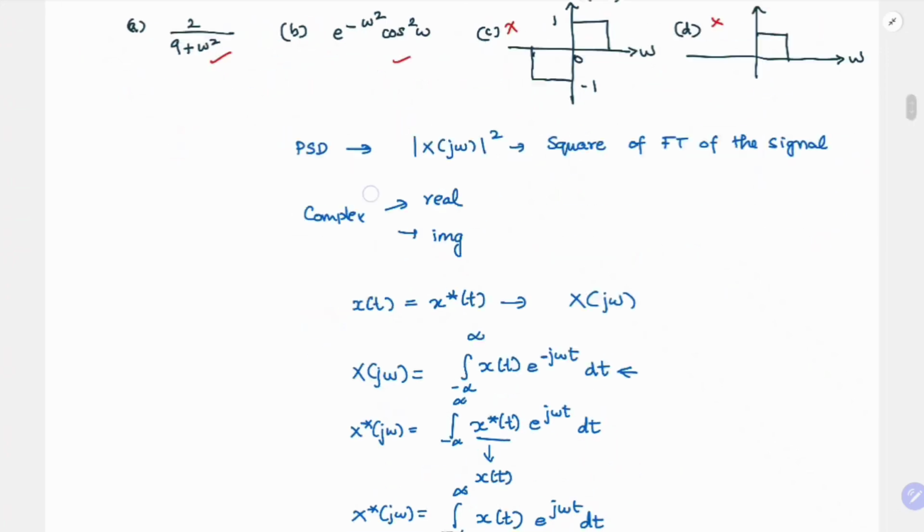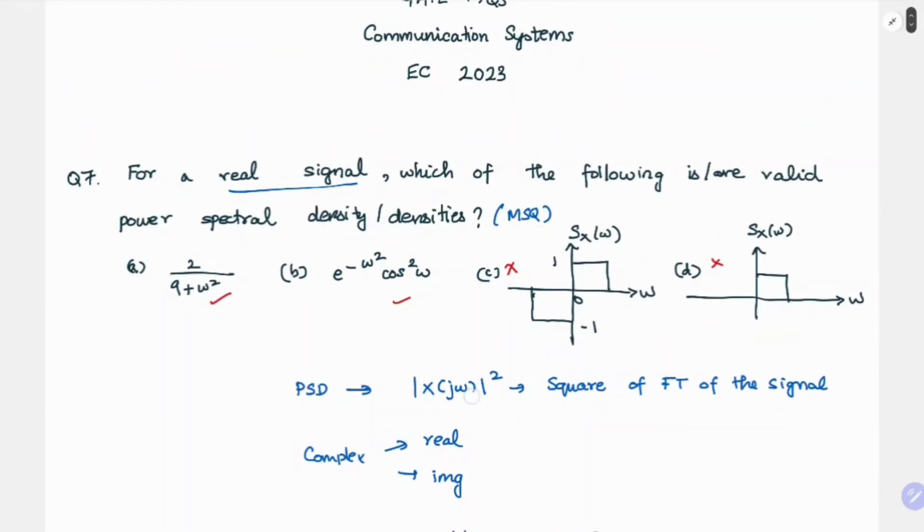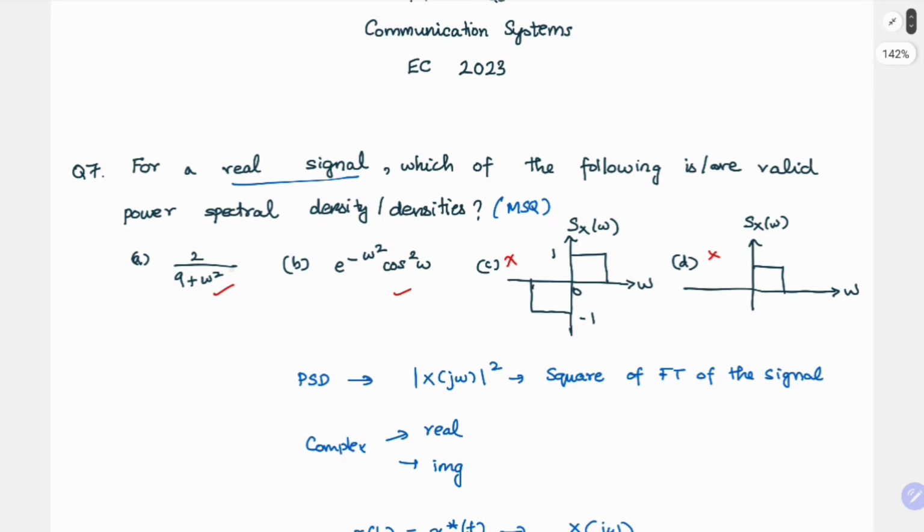The other thing you should also consider is that your power spectral density itself is an absolute value. So mod square is always going to be greater than or equal to 0. It can never be negative. So here, if you notice, both of these are always positive. So both these answers satisfy the given condition. So both of these are the answers.